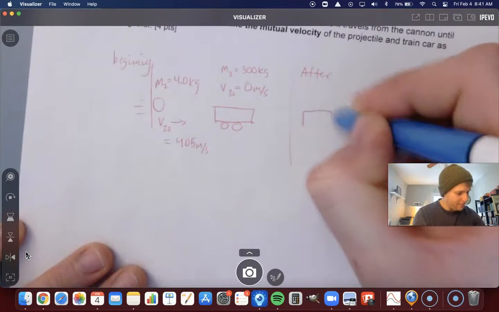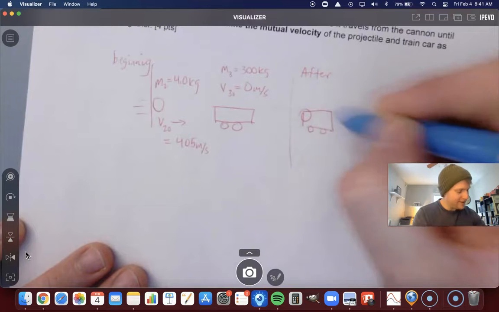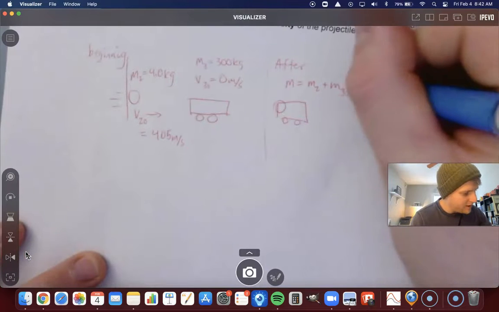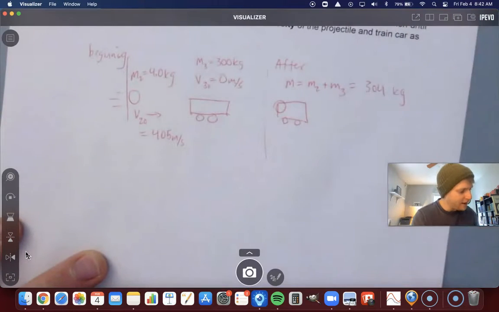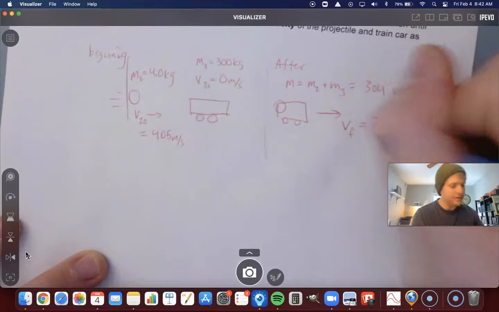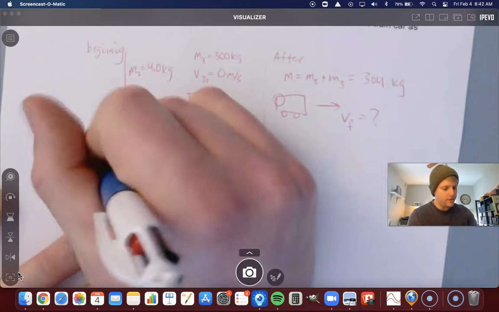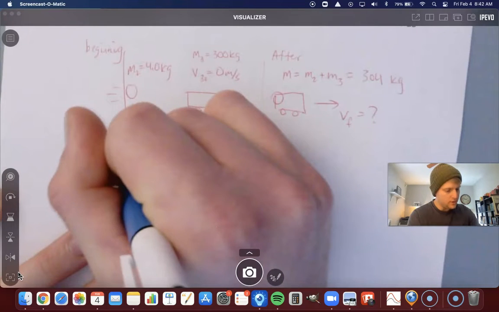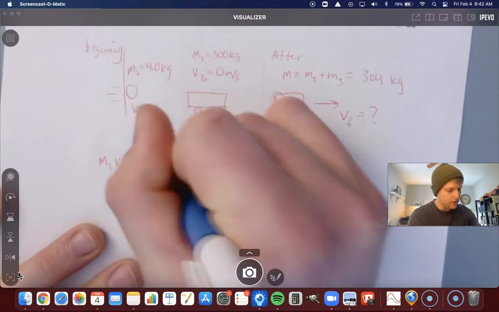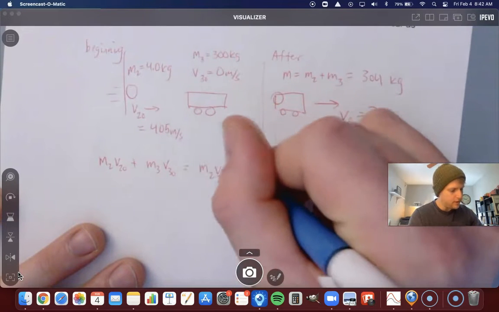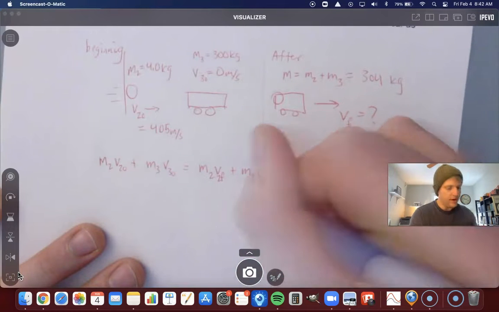I'm going to draw a poorly drawn thing here. So this mass is going to be the two of them added together, which is going to be 304 kilograms. We want to know their mutual velocity after the fact. So this is a classic kind of collision question, and we'll set that up right here. We're going to use our classic conservation of momentum. Here we'll go m2 v2 naught plus m3 v3 naught equals m2 v2 final plus m3 v3 final.